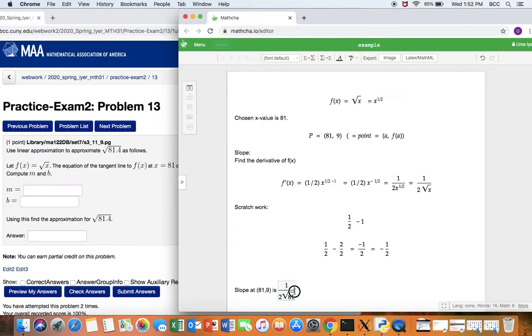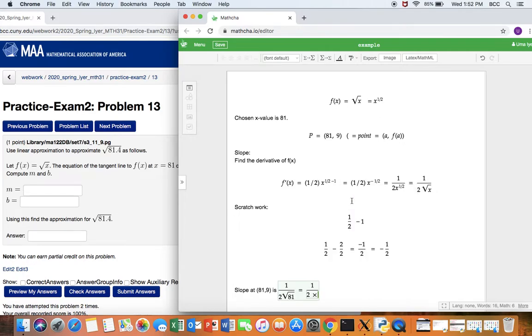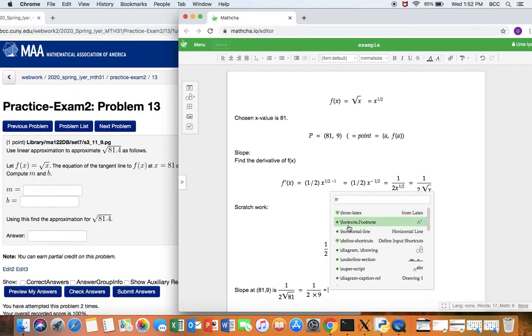Okay, so continuing, that is equal to a fraction, 1 upstairs, 2 times 9. Okay, continuing, that is equal to a fraction. What happened?